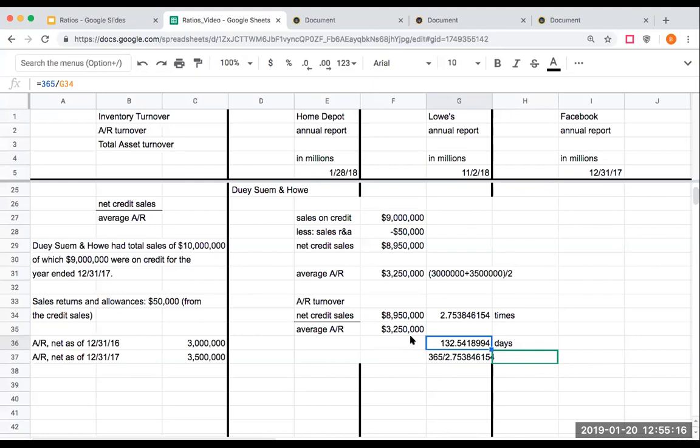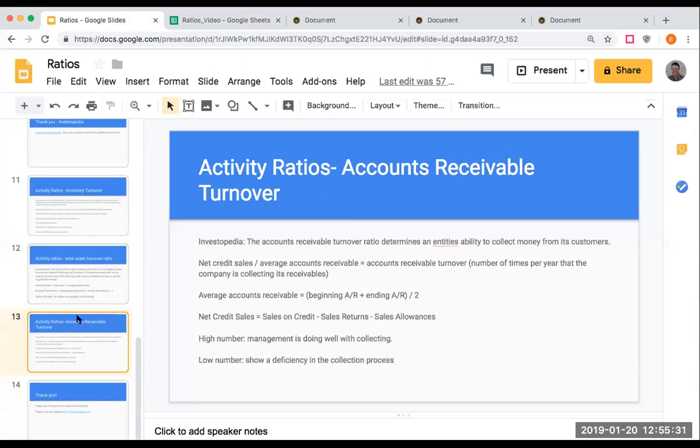I've done some videos on receivables before. Go back and take a look at those. I have some techniques in there for being more aggressive in terms of the collections of the receivables. So those are the activity ratios: accounts receivable turnover, total asset turnover, and inventory turnover.